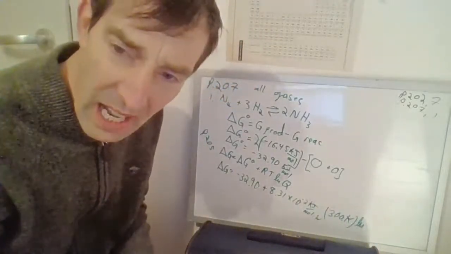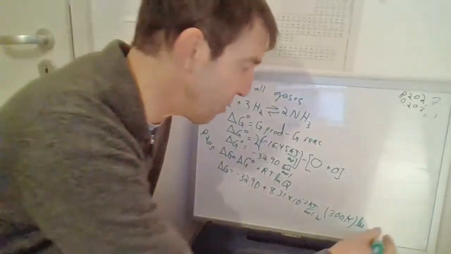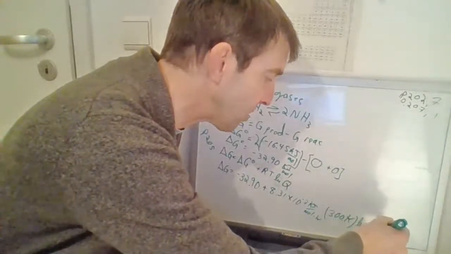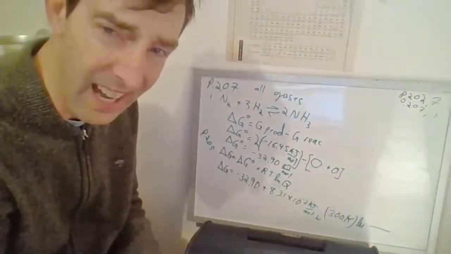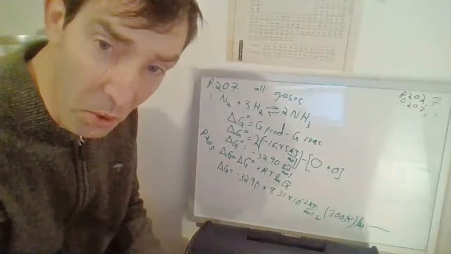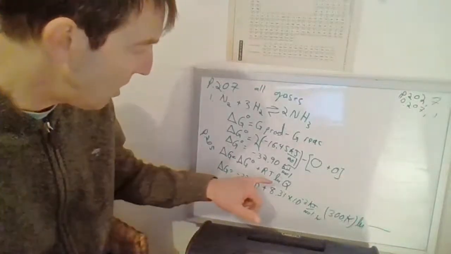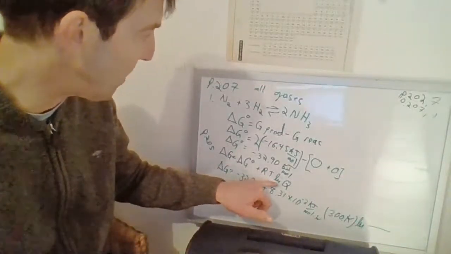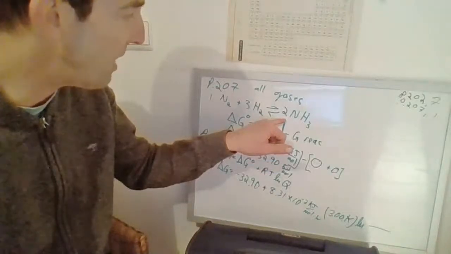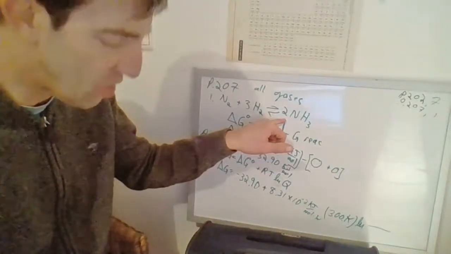Finally, it's times the natural log of Q. Now, to save time, I'm going to write this in the problem. You ready? So natural log of Q, remember, Q is just K when not at equilibrium. So it's products over reactants, right? Okay, Q, products over reactants. So my product, I only got one. It's 2 of NH3 gas.